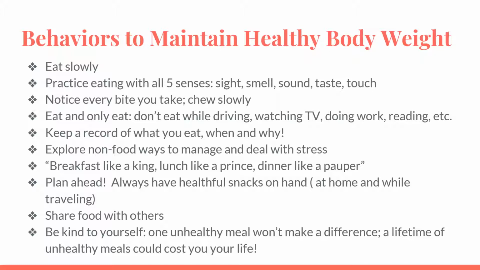This phrase, breakfast like a king, lunch like a prince, dinner like a pauper, is again getting at this idea of eating more of our calories during our waking hours and having a very light, small dinner. Planning ahead is pretty key, especially with busy lives. So, shop once a week for all of your staples and make sure you have enough food to feed you throughout the week. Share food with others. Again, enjoy sharing food with others.